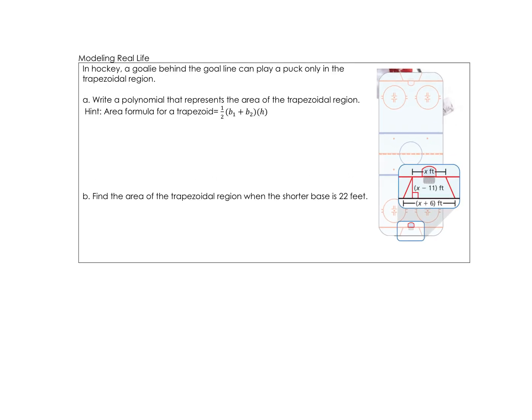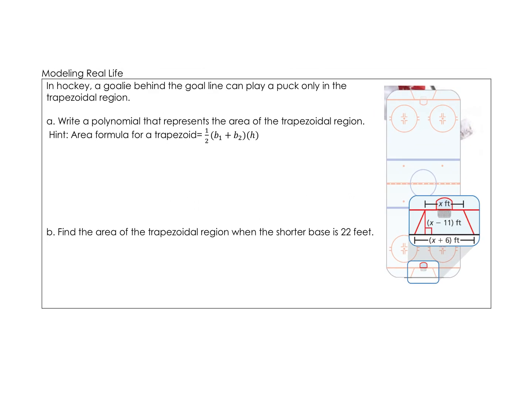All right, guys, last one is an application problem. So it says, in hockey, a goalie behind the goal line can play a puck only in the trapezoidal region. So let's take a look at that. We're talking about a trapezoid. So they're kind of highlighting that out for me right here. It says, write a polynomial that represents the area of the trapezoidal region. Hint, area formula for a trapezoid. So that's so nice. They're giving me the formula.